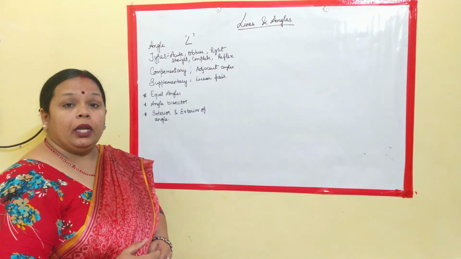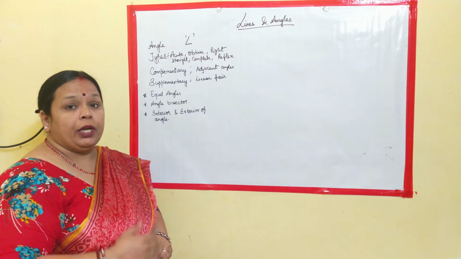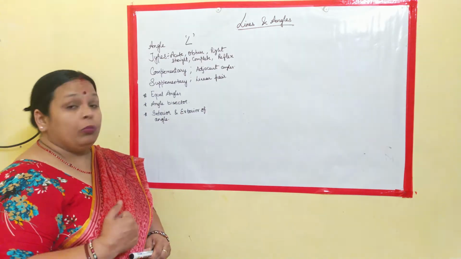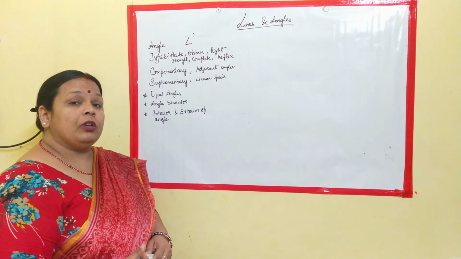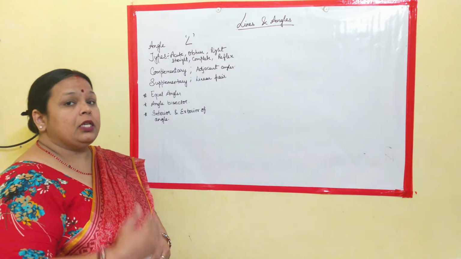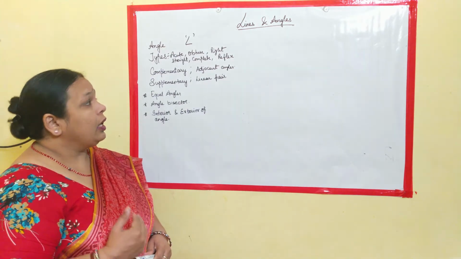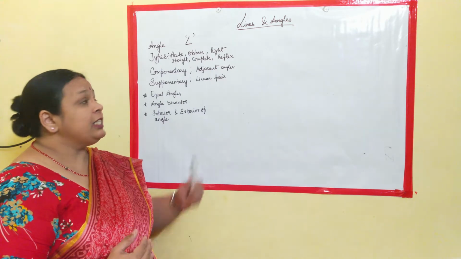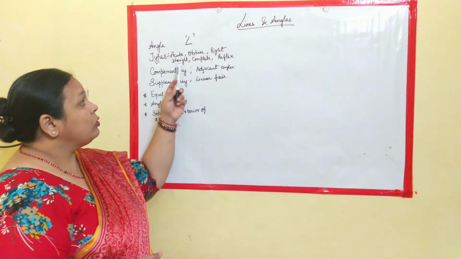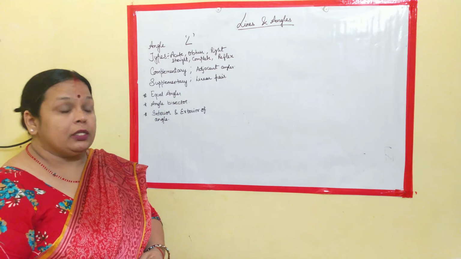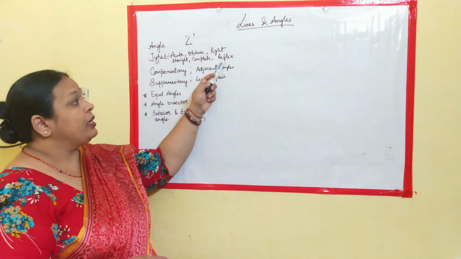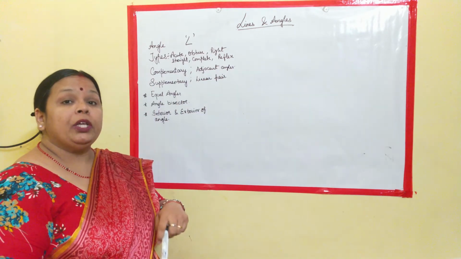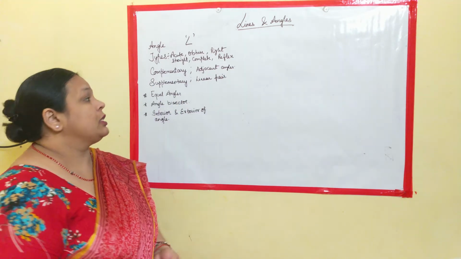Acute angle: an angle whose measure is between 0 and 90, more than 0, less than 90. Obtuse: an angle whose measure is between 90 and 180. An angle whose measure is exactly 90 is a right angle. An angle whose measure is exactly 180 is a straight angle. Exactly 360 is complete, and reflex is more than 180 and less than 360.